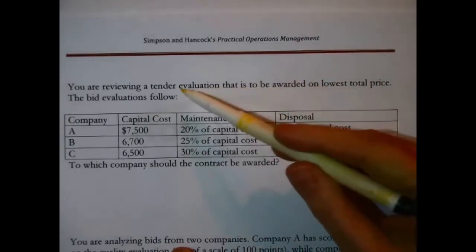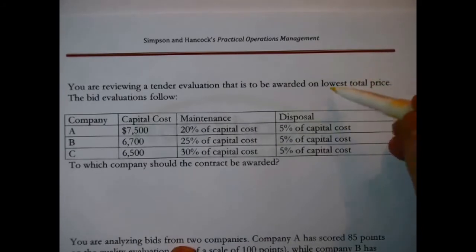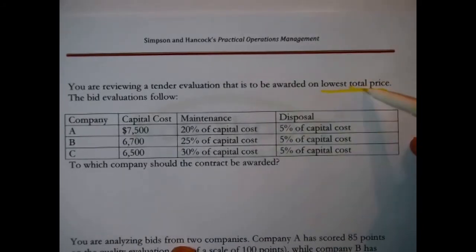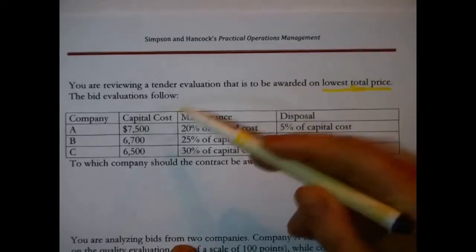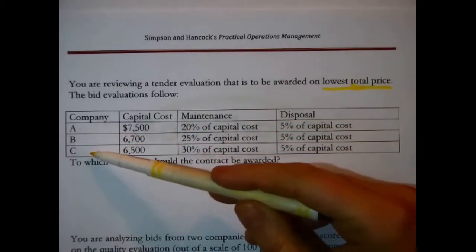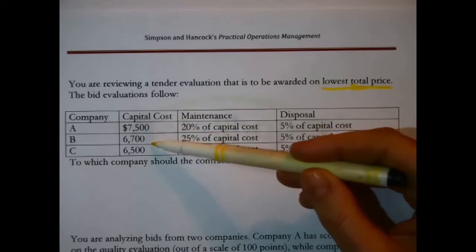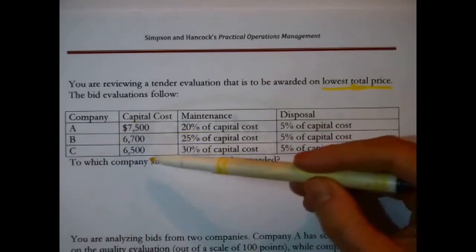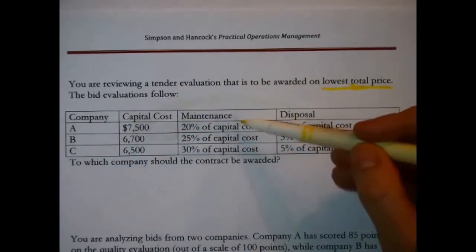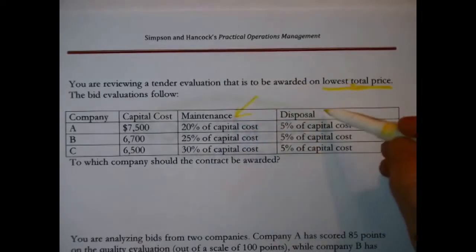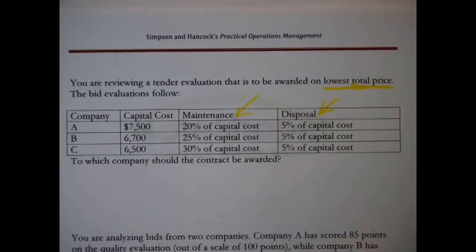You are reviewing a tender evaluation that is to be awarded on lowest total price. The bid evaluation is as follows. Okay, so we have 3 bids because I see there's 3 companies, and it says capital cost. So this is the upfront cost that each of the 3 is quoting. But in this particular problem, we also want to weigh maintenance and disposal.